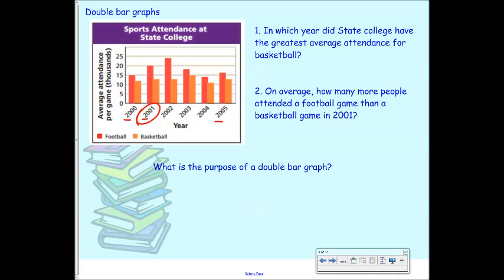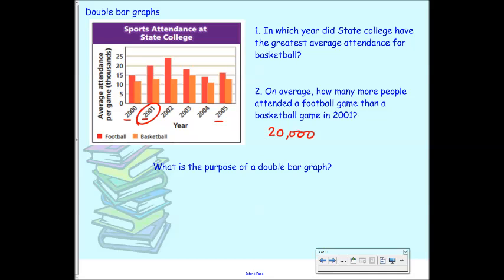What's the average number of people who attended a football game in 2001? 20,000. It's not just 20 people, it's 20,000, right? Does that matter? Yes. How do you know it's 20,000? Because right here it tells you how many people. It says thousands, right? And so that means all those numbers actually stand for not just 5, but 5,000, not just 10, but 10,000.